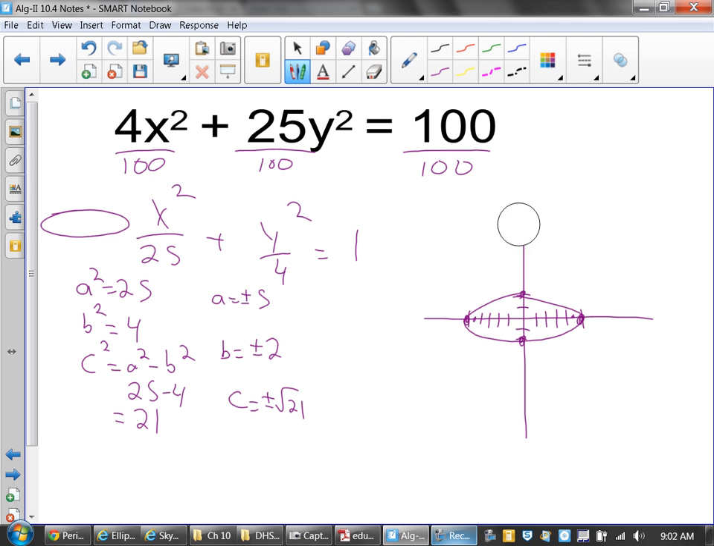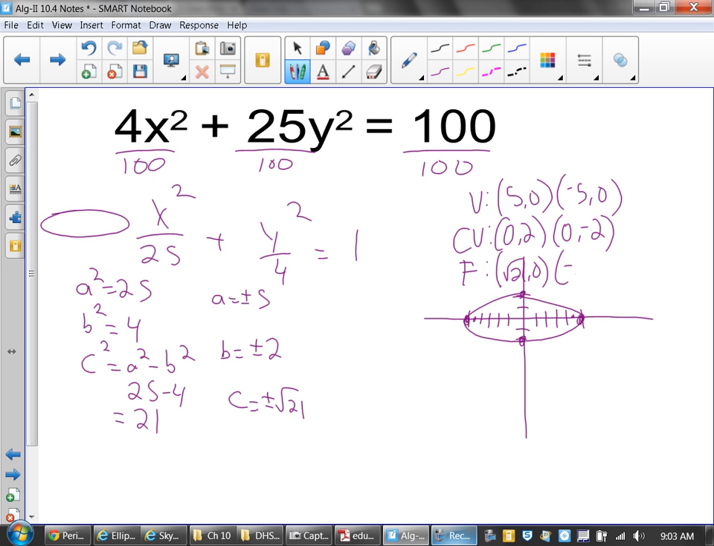So now I just list them out. Vertices, (5, 0) and (negative 5, 0). I know some of you probably want to write plus or minus 5, comma 0. Don't do that, because when you shift these things, it's not going to be that clean. Your co-vertices, (0, 2) and (0, negative 2), and foci at (root 21, 0) and (negative root 21, 0). Okay. Not so bad? No, it's good.